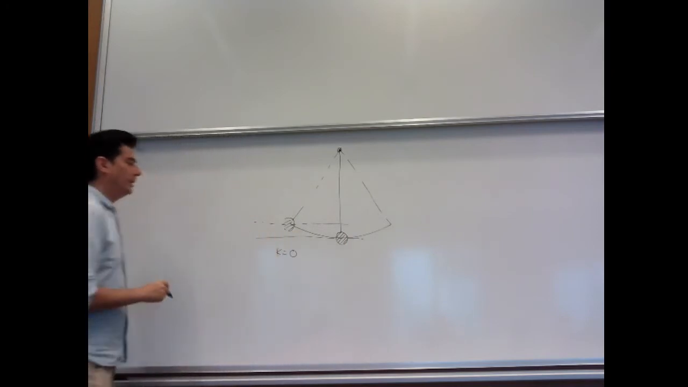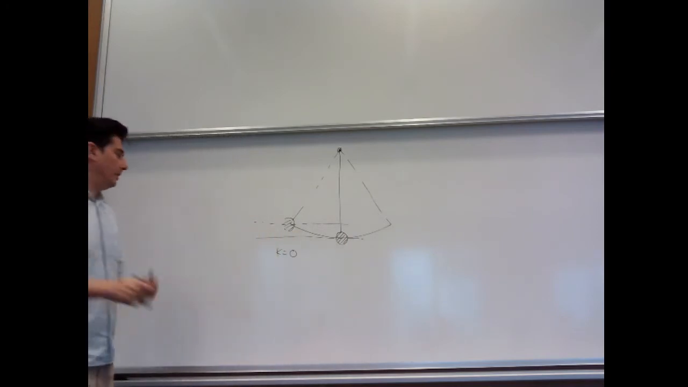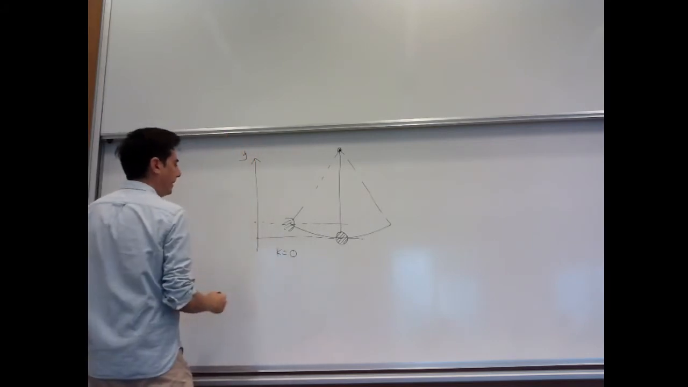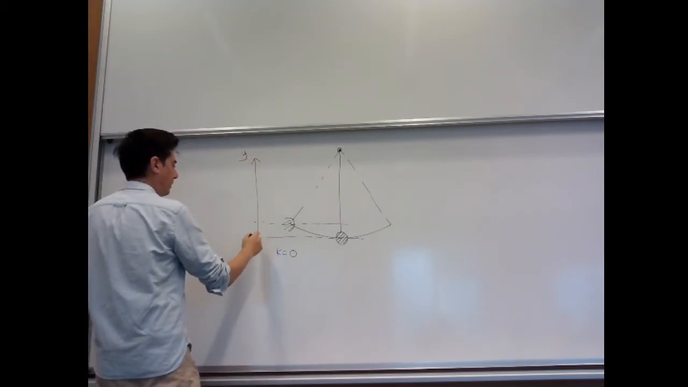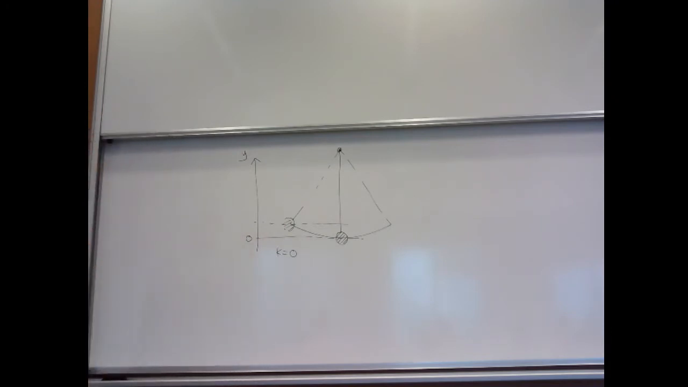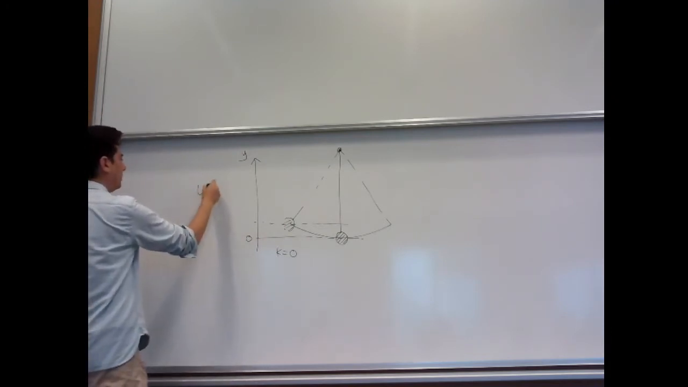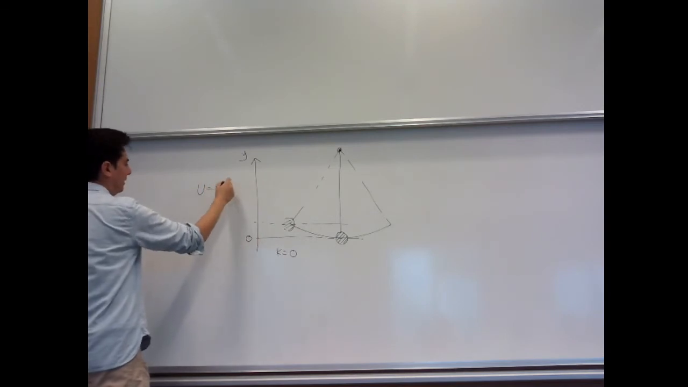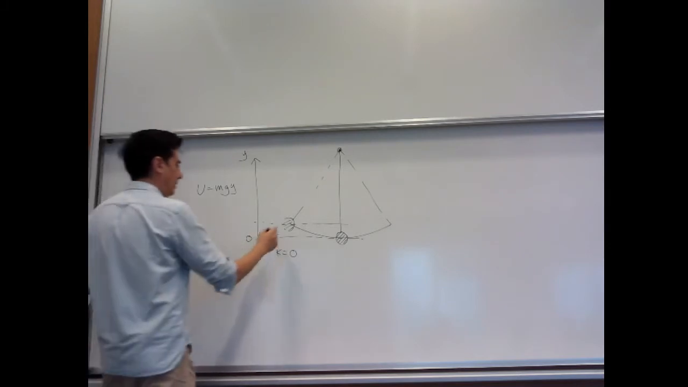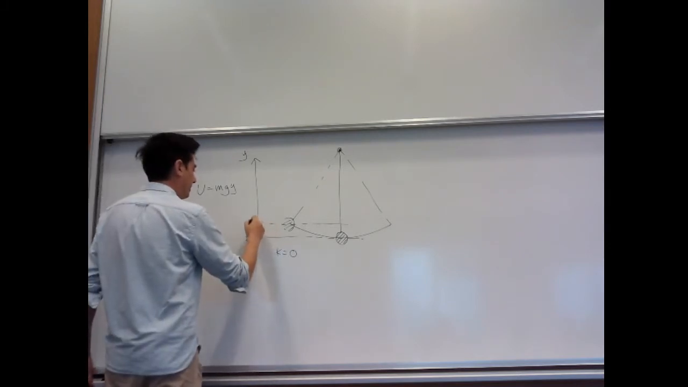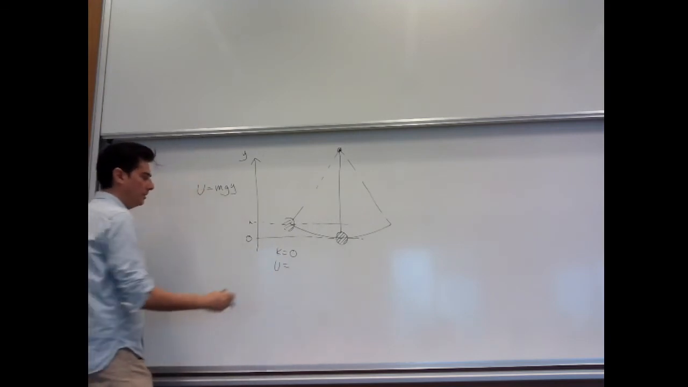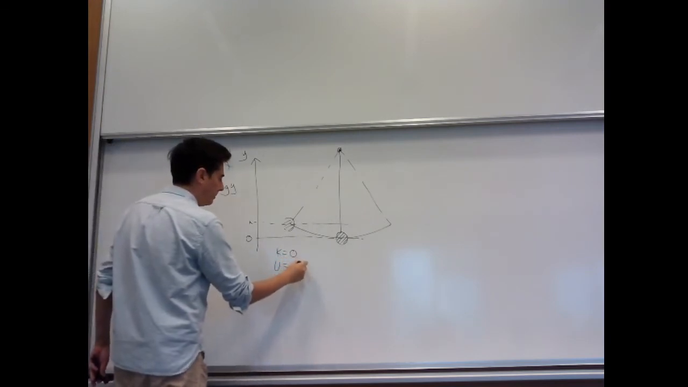We can set the 0 in terms of the height of this, say this is y. We can set the 0 of the potential energy to be here. So the gravitational potential energy is mgy in this case. Then at this point, if this goes up to a height h, the potential energy is just going to be mgh at this point.